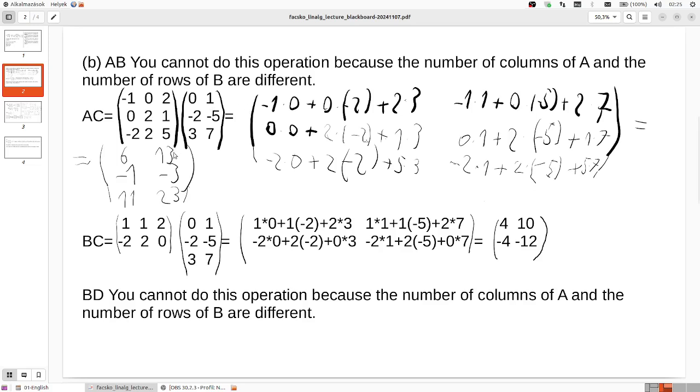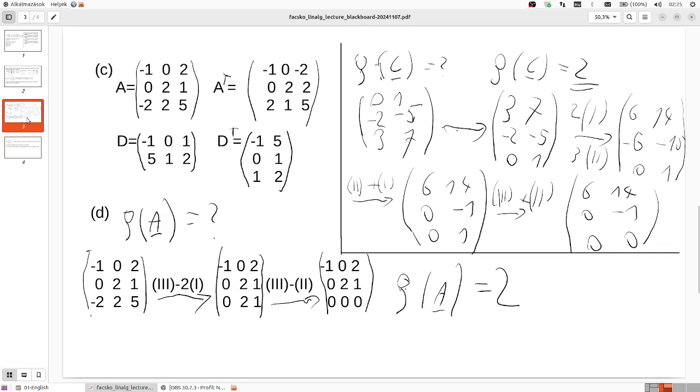This is the result, and this result is good. Here it's simpler. You have to multiply for this element, this row, this column, for this element, this row, this column, this element, this row, this column. This is the result. Okay, the transpose is just a mirror, no problem.